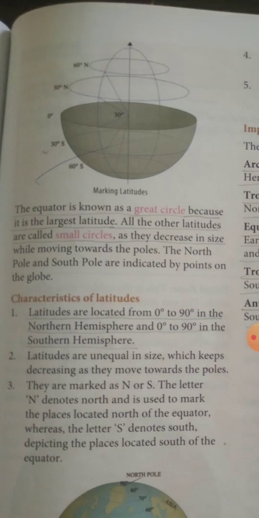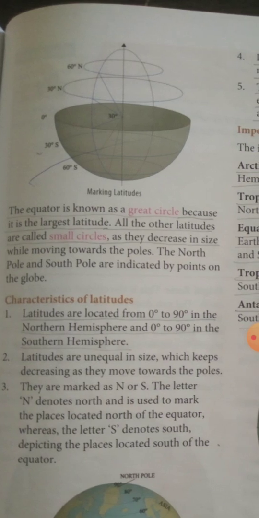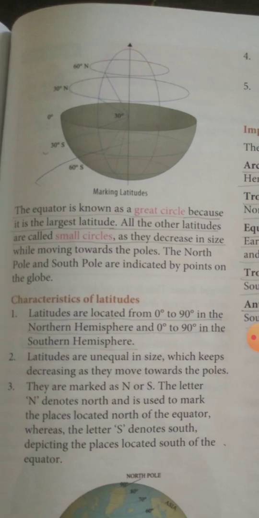All the other latitudes are called small circles as they decrease in size while moving towards the poles. The North Pole and South Pole are indicated by points on the globe.